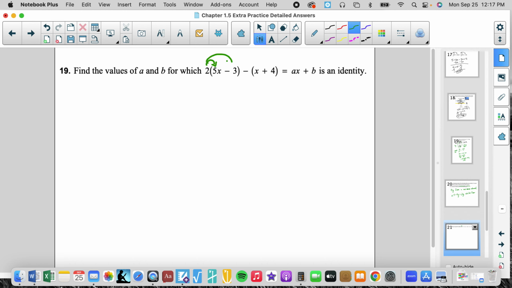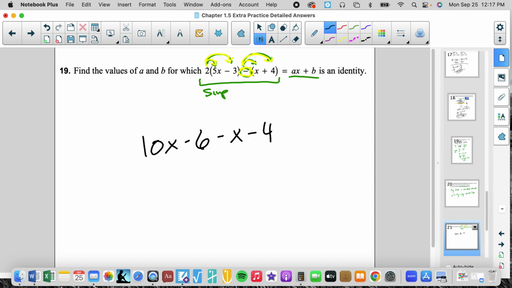We know if it's an identity that the left side needs to equal the right side. They need to be identical. So I have no idea what the right side is, so I'm going to have to simplify this. Notice what I distributed: 2 into that parentheses, and that's a -1. That needs to get distributed in there. A lot of students don't distribute that negative, and that gives me 10x minus 6 minus x minus 4.